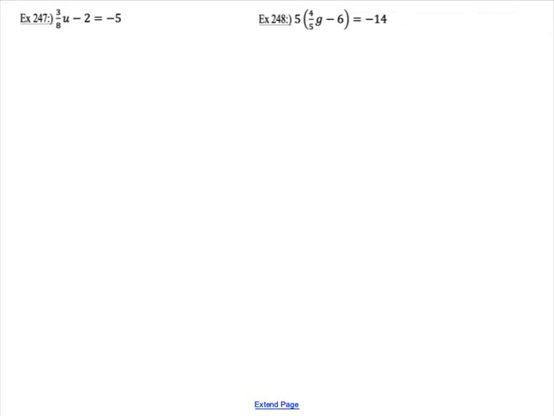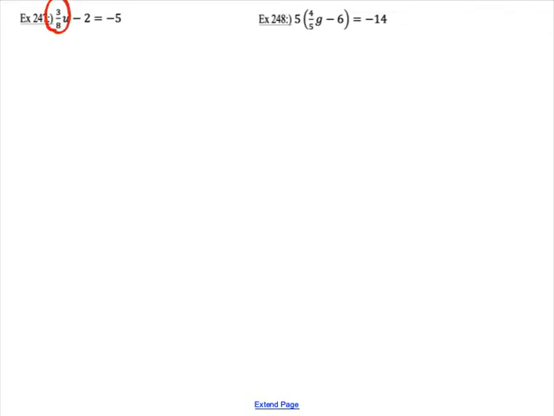Example 247. 3/8 of u minus 2 equals negative 5. First, we simplify both sides. I notice that 3/8 u and negative 2 are not like terms. There's nothing I can do there. On the other side, there's a negative 5. Step 1 is done. Step 2, isolate the variable term.